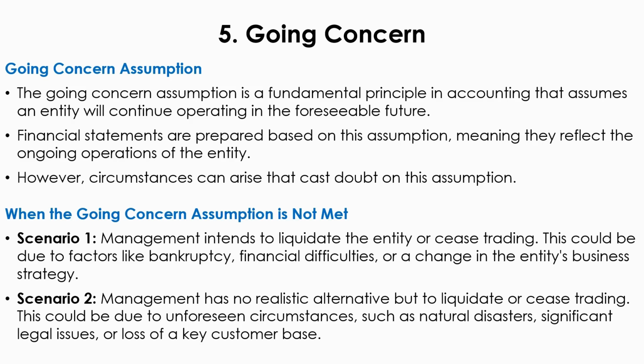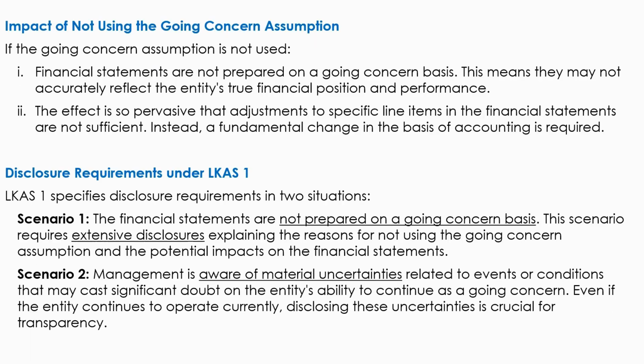There are two primary situations where the going concern assumption would no longer be appropriate. The first scenario involves a deliberate decision by management to wind down the entity's operations due to factors like bankruptcy, financial difficulties, or a change in the entity's business strategy. The second scenario occurs when unforeseen circumstances leave the entity with no viable alternative but to cease trading, such as natural disasters, significant legal issues, or loss of a key customer base.